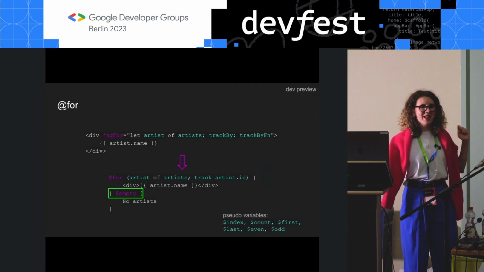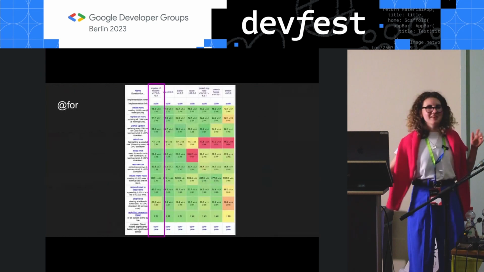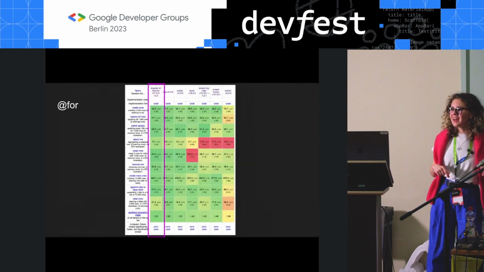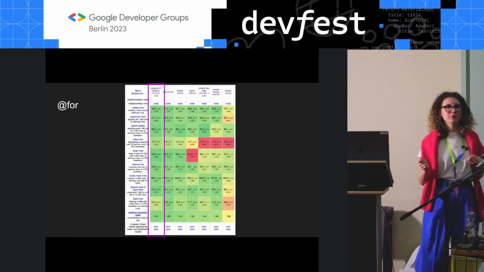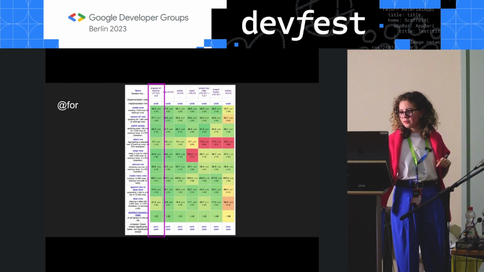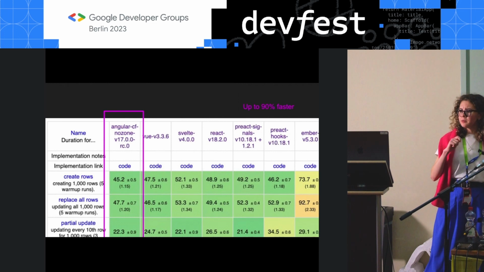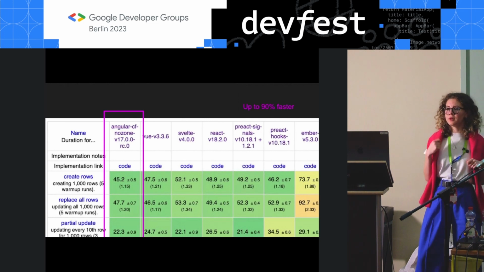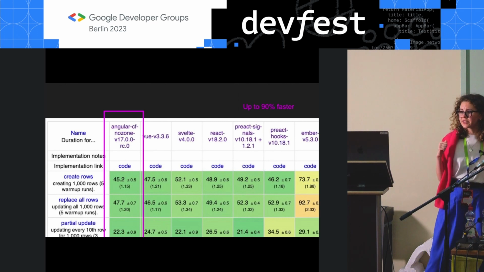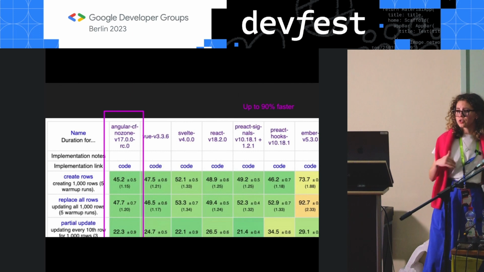Now, there's also a new algorithm behind these for loops. And this is a big green table that compares some for loop operations among different frameworks. And let's zoom in. We'll see that the fewer milliseconds it takes, the better, obviously. And Angular is doing pretty well compared to other frameworks. And it's also up to 90% faster compared to previous versions of Angular.